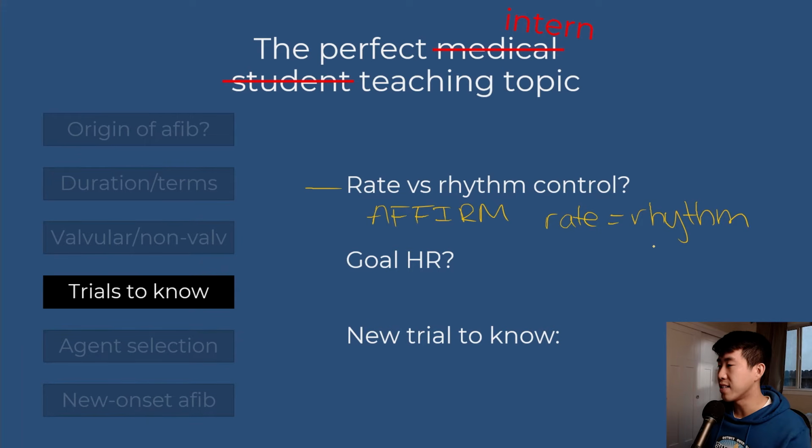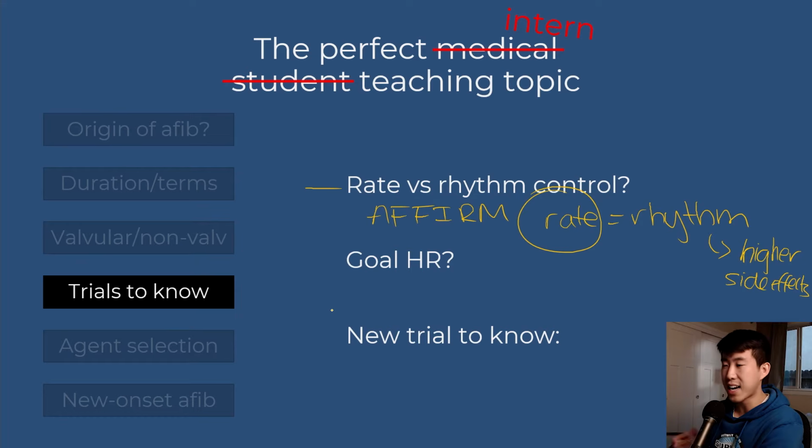But the benefit is that rate control tended to have less side effects, whereas rhythm control had a trend towards higher mortality and also had higher side effects. So this is definitely the reasoning why a majority of the time we actually end up starting with rate control rather than rhythm control.